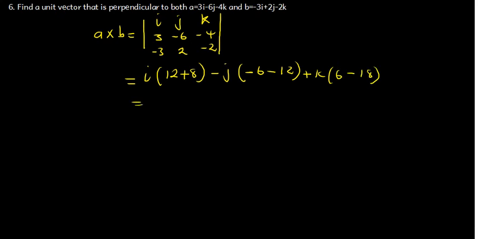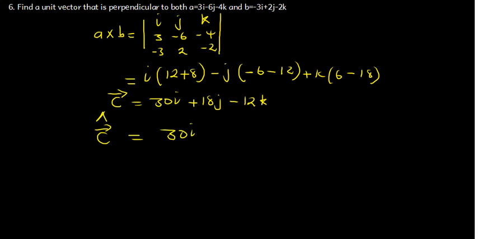So this is going to give us 30i. We have got negative 6 minus 12, that is negative 18, times negative j, that would be positive 18j. 6 minus 18, that is a negative 12k. So this is a vector which is perpendicular to both A and B. Let's name it as vector c. Now I want a unit vector. So the unit vector here for this one is going to be equal to the vector itself divided by the magnitude.